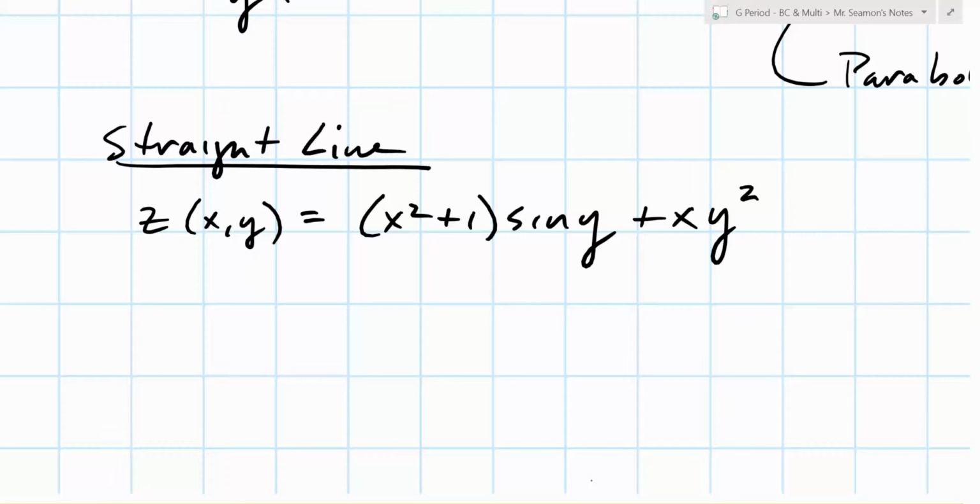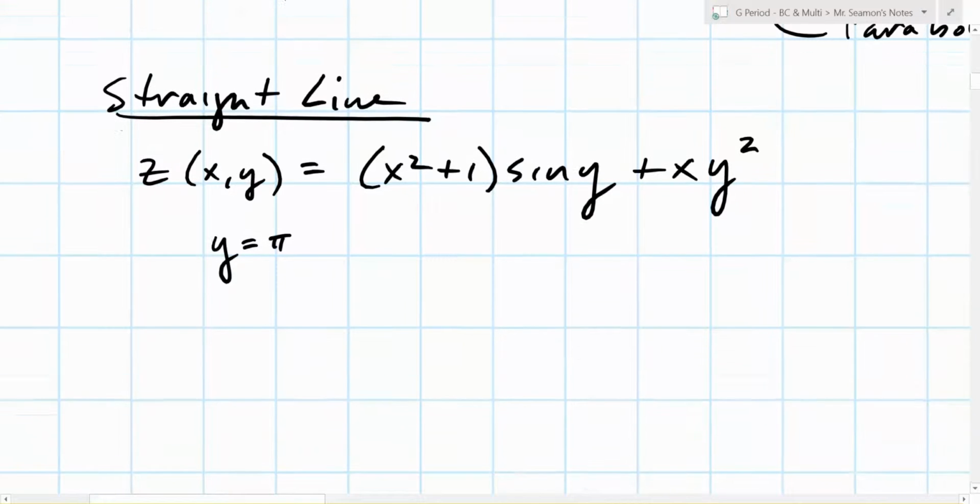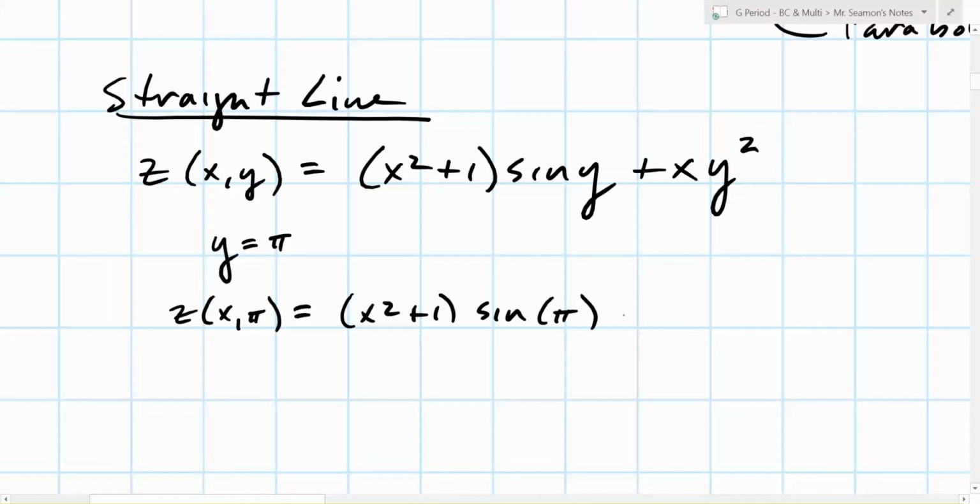If you take slices of a mountain, some of the slices might be a parabola, like we just found. But there are other slices that might be a perfectly straight line. So, anybody have an idea? If we let y equal pi, so z of x comma pi, you end up with (x squared plus 1) times sine of pi plus pi squared x. But what is sine of pi?